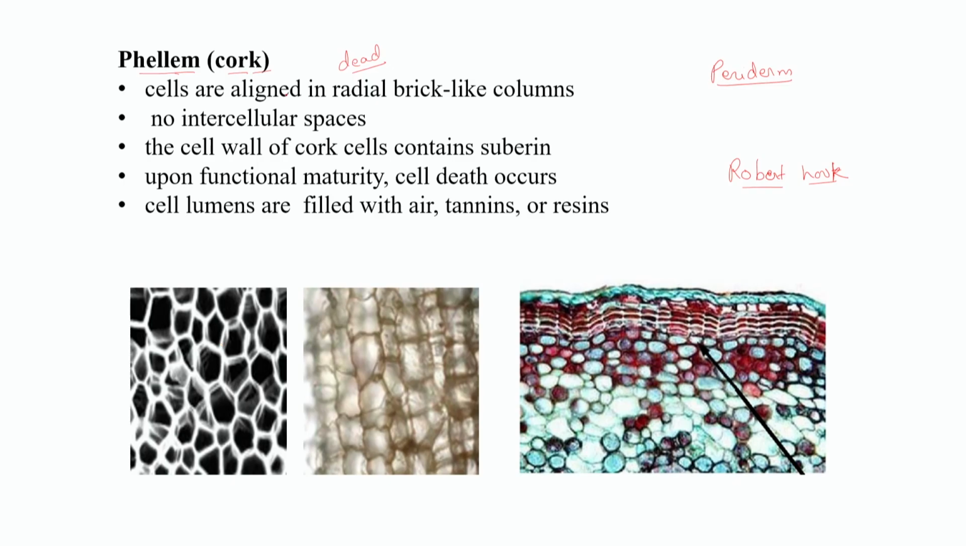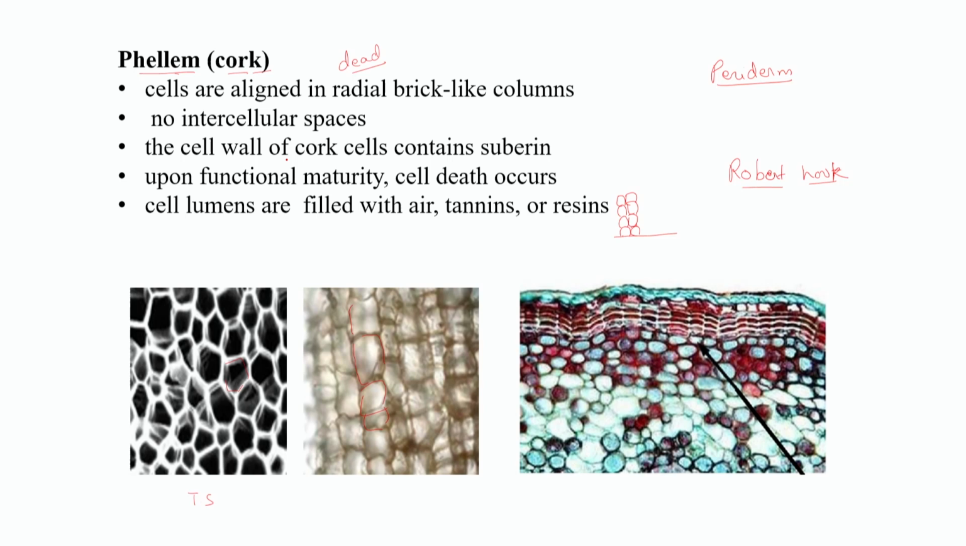When we observe cork, we will find that they are radially arranged cells which form brick like columns, with almost no intercellular spaces. They are tightly packed. You can see here that these cork cells are tightly packed in the cross section, the TS, and in the longitudinal section you can see that they are radially arranged, with very small or almost no intercellular spaces.